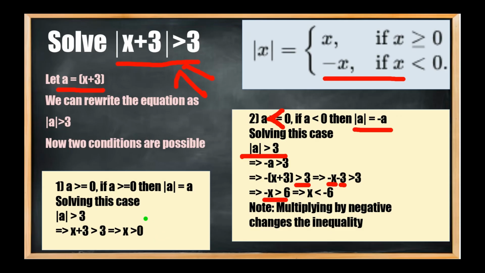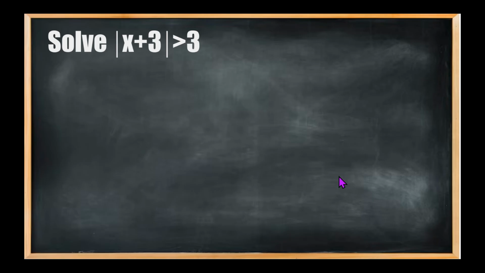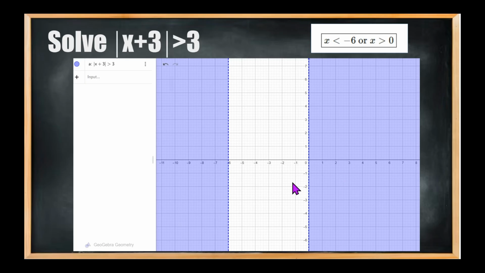So we got two solutions now. What are our two solutions? The first solution is x greater than 0, and the second solution is x less than minus 6. Now we can see the same thing in graphical format as well. You can use Desmos or GeoGebra, and you will see that this purple color is indicating the valid values. This is the valid domain for this equation, and this is the solution for the equation. Thank you.